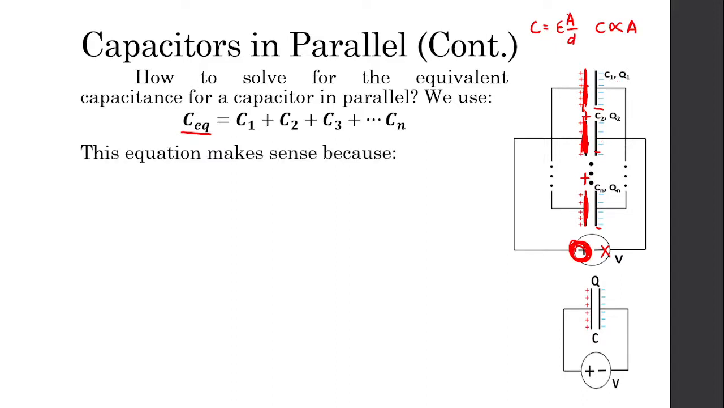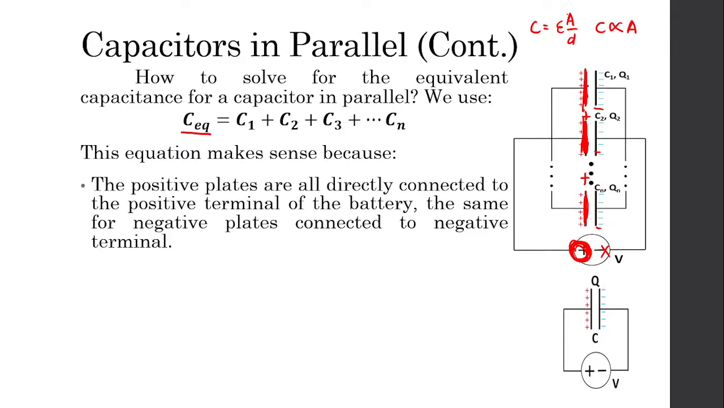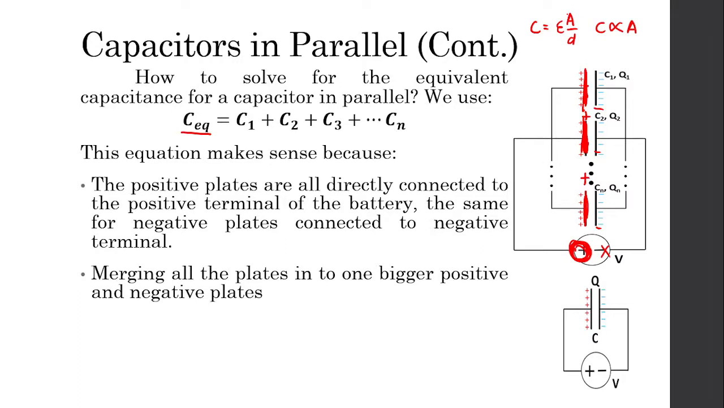In order for us to prove this, we have an equation which we'll show later, but here's just some explanation. The positive plates are all directly connected to the positive terminal of the battery, the same thing for the negative plates. What we do is merge all of these plates into one bigger positive plate and one bigger negative plate, and that's how we get our equivalent capacitance, or our imaginary capacitor that represents all of our individual capacitors in parallel.